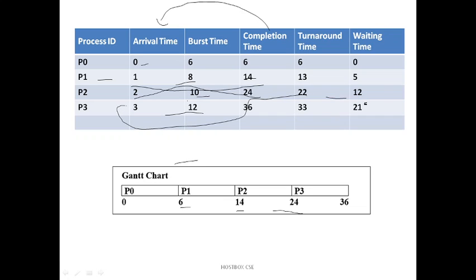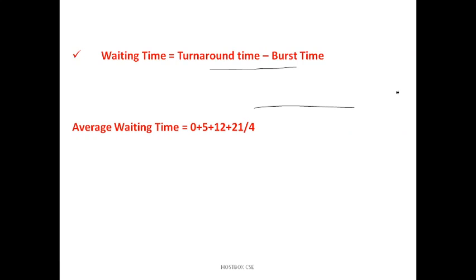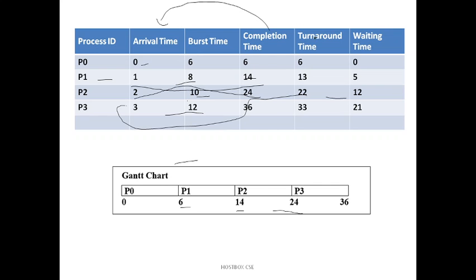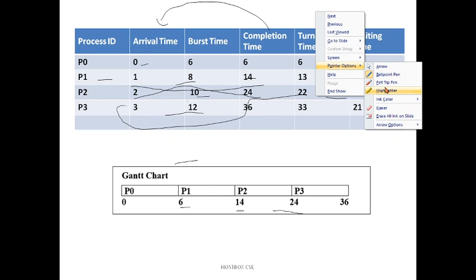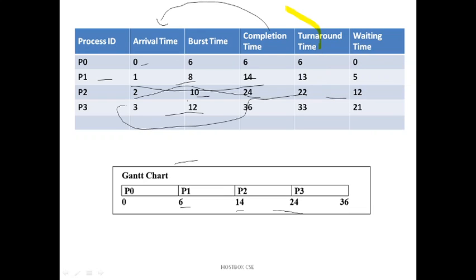Now waiting time. So what does waiting time mean? Just now I told you, that is turnaround time minus burst time. I am highlighting turnaround time minus burst time. That is the answer for waiting time. Now what is the waiting time for P0? Because we are considering the earlier assumption only, that is 0, because here turnaround time is 6 minus 6, burst time is 6. So 6 minus 6, 0.